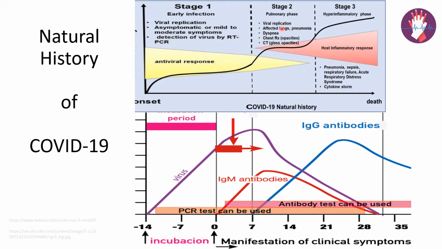In phase 2, about 10 to 15% of the patients may develop this. There will be viral replication and the lungs are affected. There is pneumonia, shortness of breath, and findings on chest X-ray and CT scan. A tiny minority progress into the next stage, the cytokine storm phase, when there is hyperinflammation as the host mounts an inflammatory response. In this phase, the patient will have pneumonia, sepsis, respiratory failure, and acute respiratory distress syndrome. And many of the patients may die in this phase.